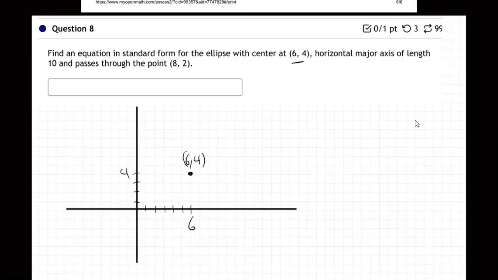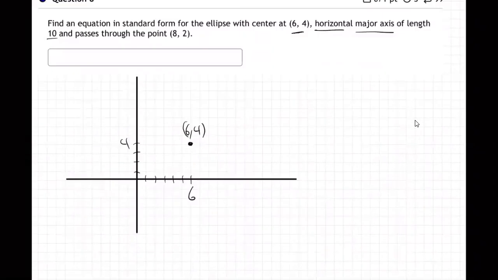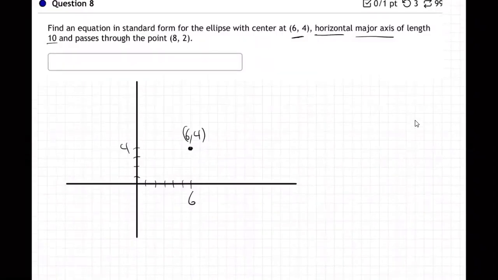And it says horizontal major axis length 10. So that means the horizontal axis has a length of 10. In other words, you go 5 to the right, 1, 2, 3, 4, 5. There's one endpoint, and 5 left, 1, 2, 3, 4, 5. So I want 5 that way and 5 that way. And that makes the horizontal, that means sideways, axis a total of 10, right? You with me? This is 10 all the way, just like they said, horizontal major axis of length 10.